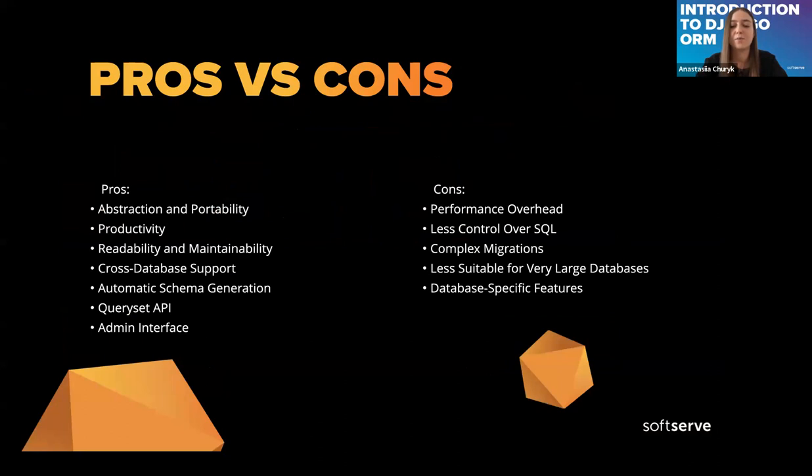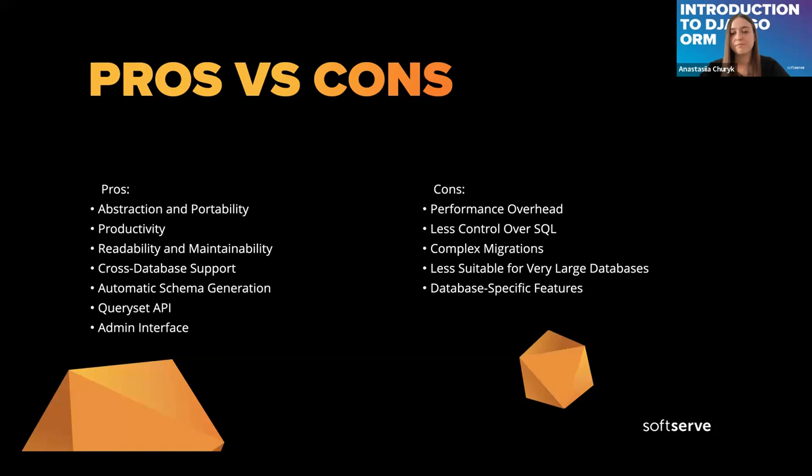So, what are the pros and cons? The pros are abstraction and portability. It abstracts away the underlying database system, making it easy to switch between different database engines without changing code, so developers can focus on the logic instead of database-specific syntax. Productivity: development goes really quickly. To make this app, I spent about 4 or 5 hours in total. Readability and maintainability: Pythonic syntax improves code readability. Model classes resemble database tables, making the code intuitive and easy to understand.